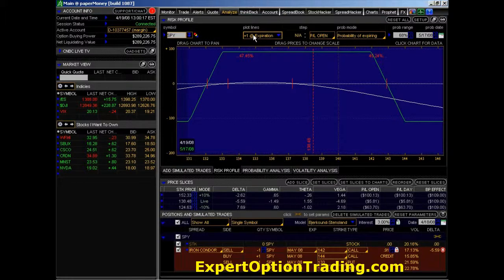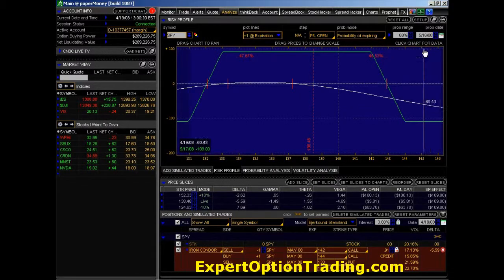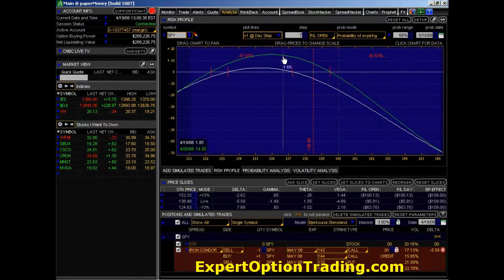So we can take a look at this a different way. If we go back up to our plot lines here for a second, let's just make sure our probability date over here on the right side is accurate. It should be set to the day of expiration, which is May 16th. Okay. Now we're going to go to plot lines and we're just going to go to day step here. Let's take a look at this.